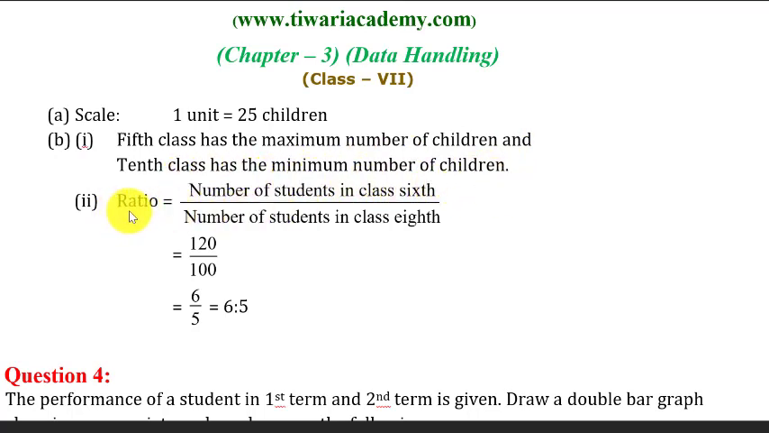Then the ratio of the number of students in class 6 to the number of students in class 8. So the number of students in class 6 is 120 divided by the number of students in class 8, which is 100. So the zeros get cancelled, 12 and 10 remain. 2 sixes are 12 and 2 fives are 10. So we got here 6 by 5. So 6 is to 5 is the ratio.